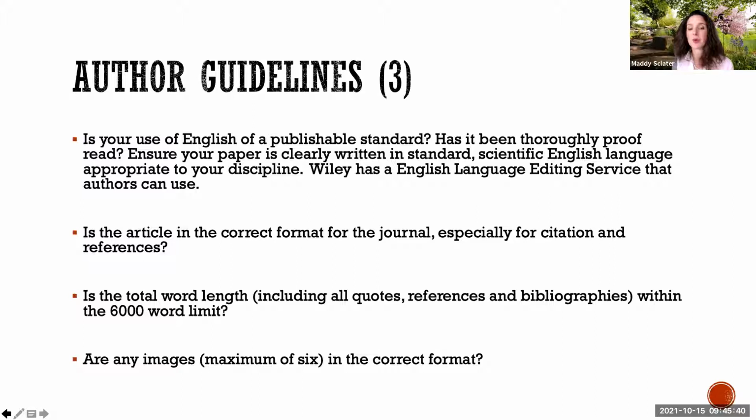Check whether the quotes and the references and the bibliographies are included in the 6,000 word limit. That's our limit for our journal, but other journals have different limits. And are there any images? Are they in the correct format? That kind of thing, really important.